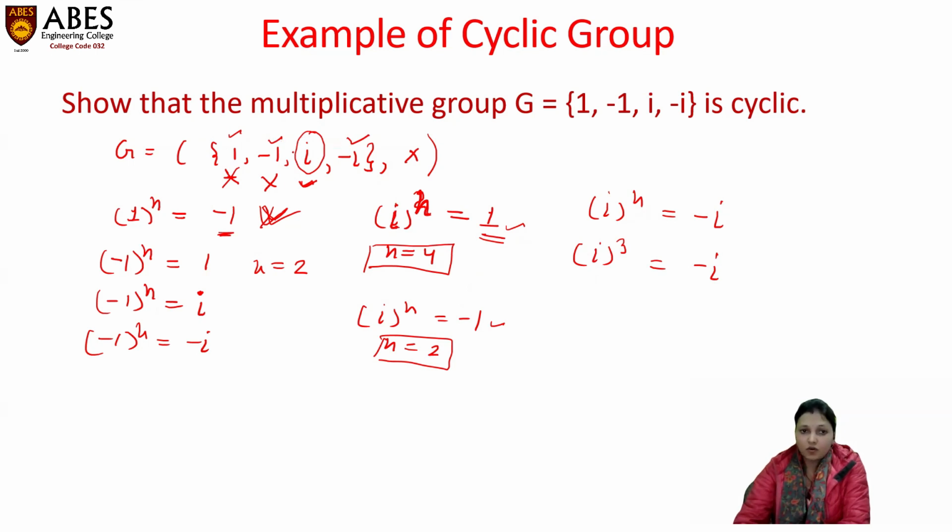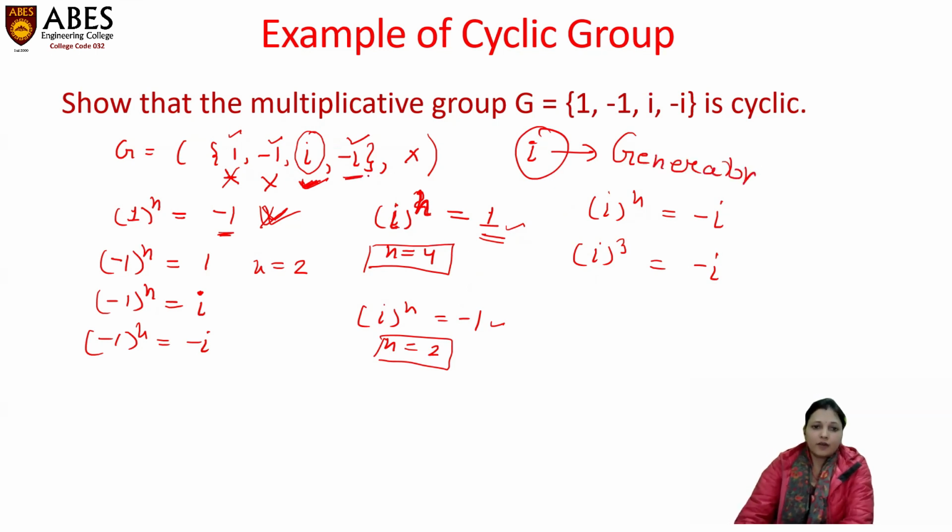So this is called the generator of this set. I can generate all the remaining elements of this set from this particular element. So I get one generator for this set. There can be multiple generators for a particular set. This is the first generator.